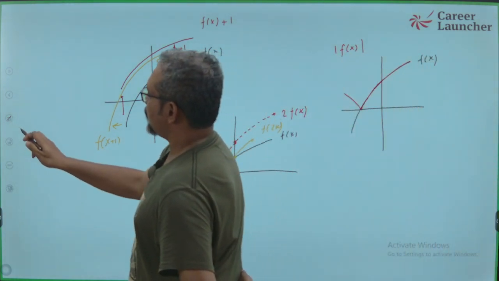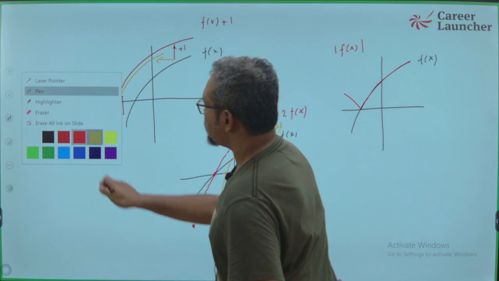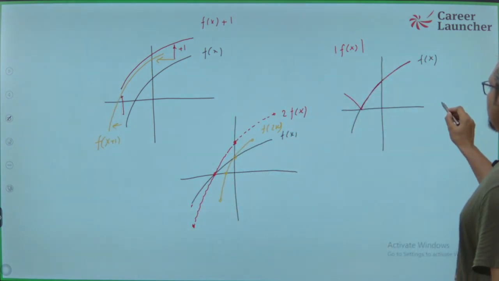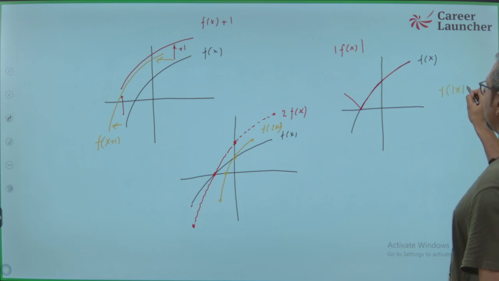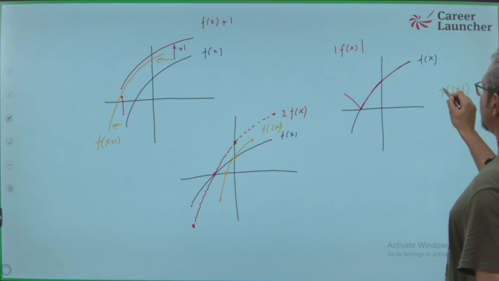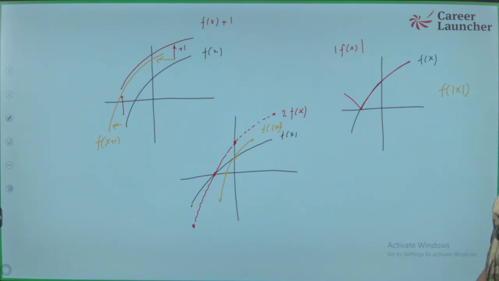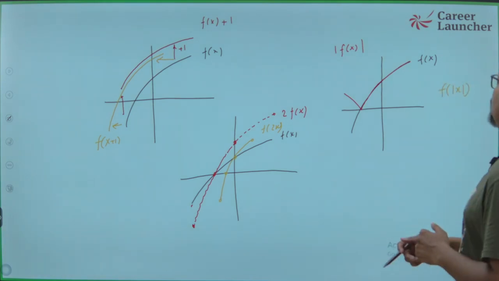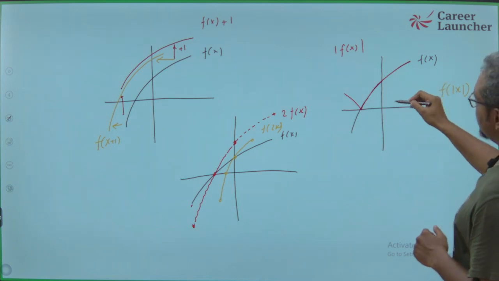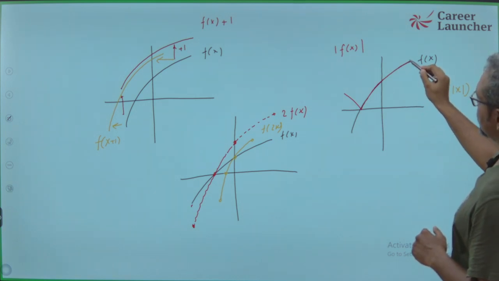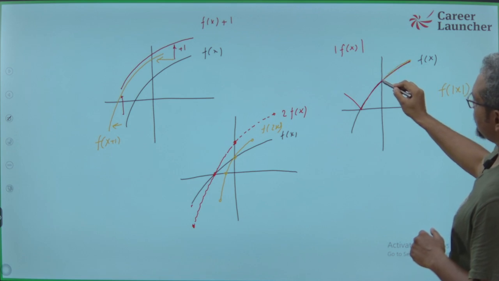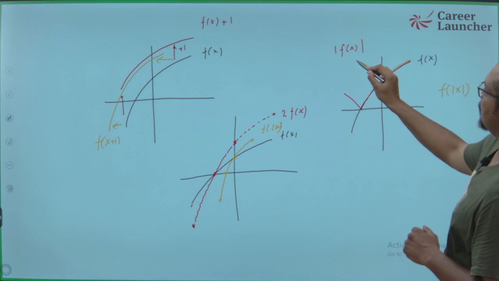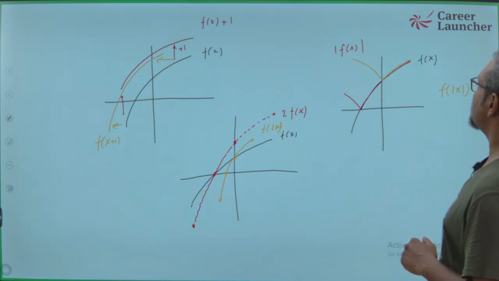However, if I want to draw the graph of f of mod x, irrespective of what I plug in for x, 1, we are going to get f(1), but if I plug in minus 1, I am still going to get f(1). So with x as 1, if it was here, this was the y value, so this part does not change, but the moment it reaches here, it reflects and forms this. This is the graph of f of mod x.